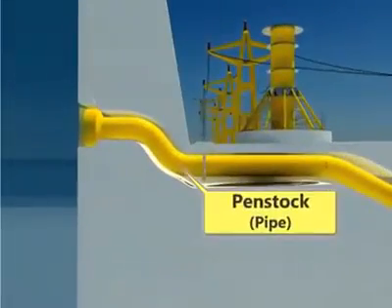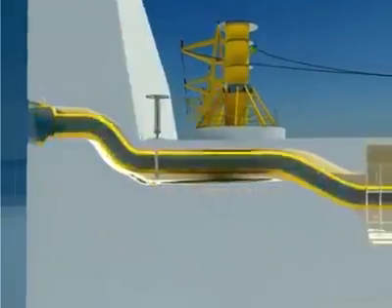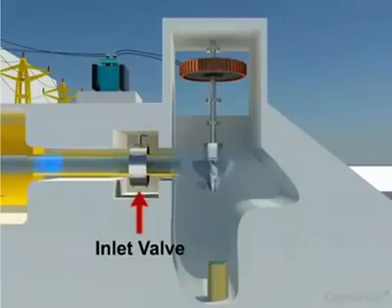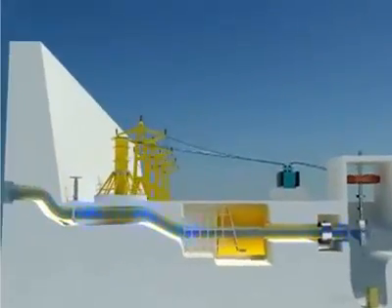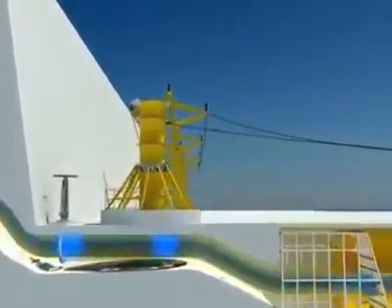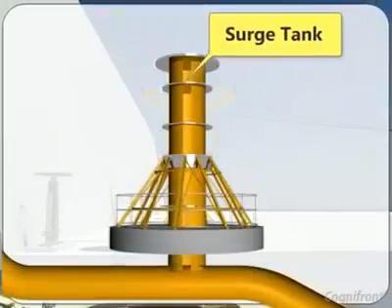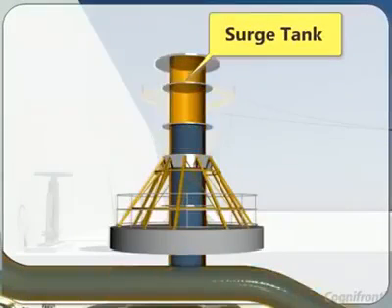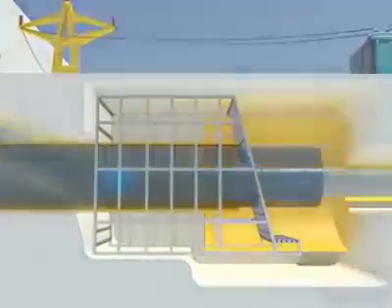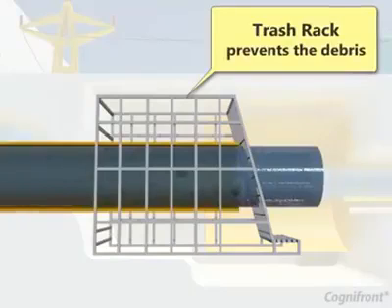Water stored in dams has potential energy. The water under pressure is carried by penstock and supplied to the turbine through the inlet valve. Penstock is a pipe made up of steel or concrete. A surge tank reduces the excessive water force on the penstock. Here, trash rack prevents the debris from getting entry into the powerhouse.